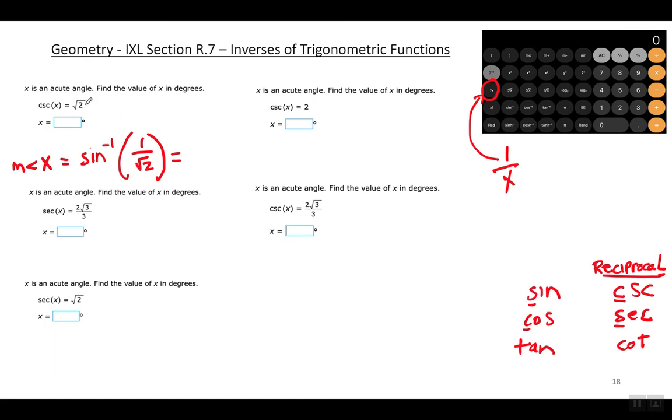What you could do is put into your calculator square root of 2 by doing 2 square root. And then hit this button, and it's basically doing 1 divided by square root of 2. So it's giving you the reciprocal. After you hit that button, just hit this button, and you'll have your answer, which is 45 degrees.